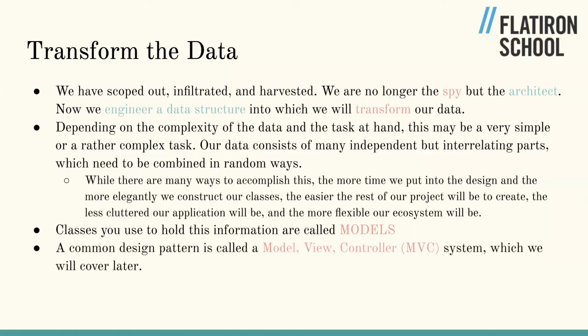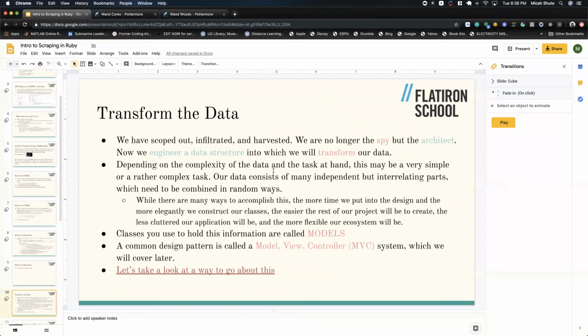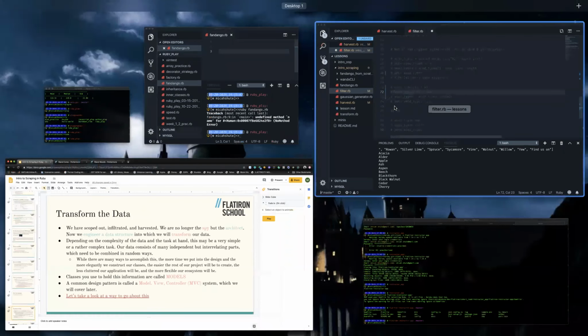It's a way of organizing our applications and keeping different things separate, like our model and our view and our controller. But the big thing to remember is the information, the classes you make to hold your information, are going to be called models. So let's look at transformation. This is where things get a little bit complex, but also very fun.